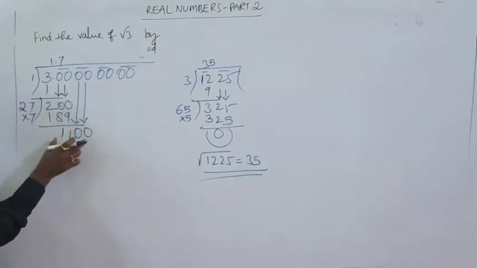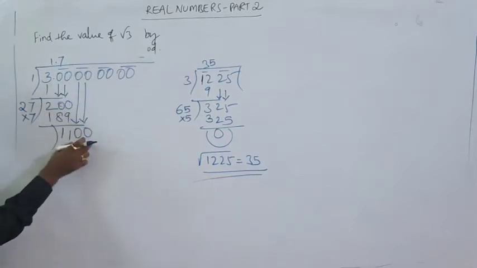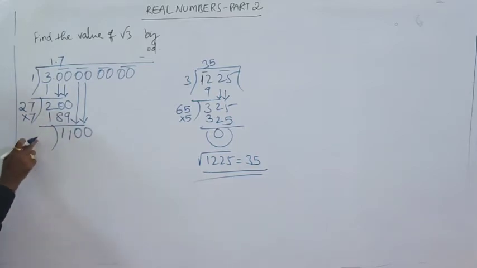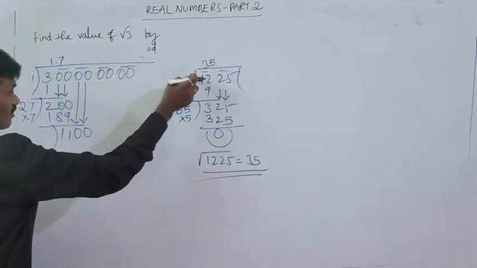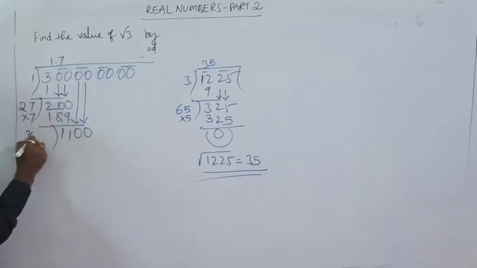So now what is our remainder here? 1100. Here 11, I brought down 2 zeros. So now this is 1100. For me it is now the new dividend. And then what is the divisor? Here I doubled the quotient, so here also I have to take twice the quotient. 2 17s are 34. Irrespective of the decimal point, we have to take twice the 17. Okay.